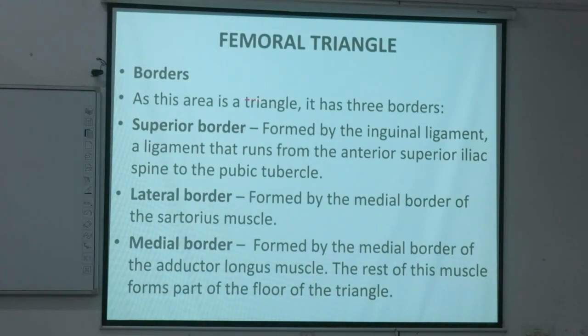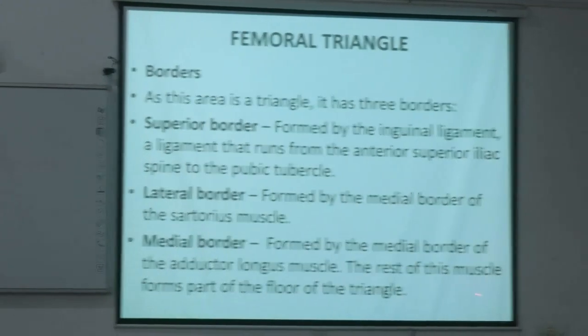So, as this area is a triangle, it has three borders. The superior border, that is the base, is formed by the inguinal ligament, a ligament that runs from the anterior superior iliac spine to the pubic tubercle. The lateral border is formed by the medial border of the sartorius muscle. The medial border is formed by the medial border of adductor longus, and the rest of this muscle forms part of the floor of the triangle. Okay. Next.